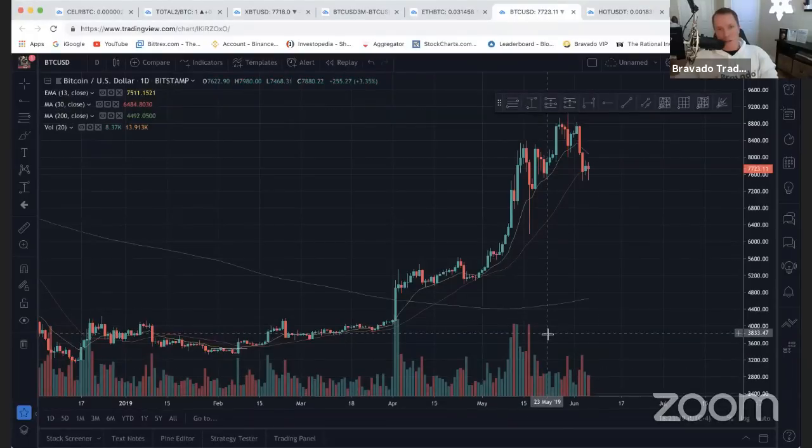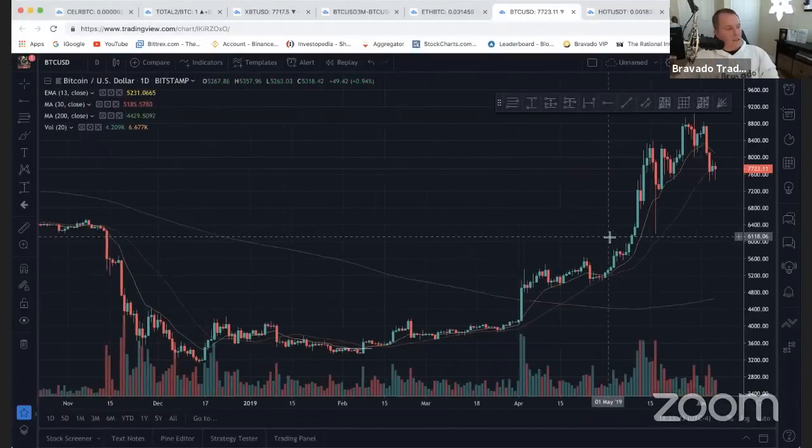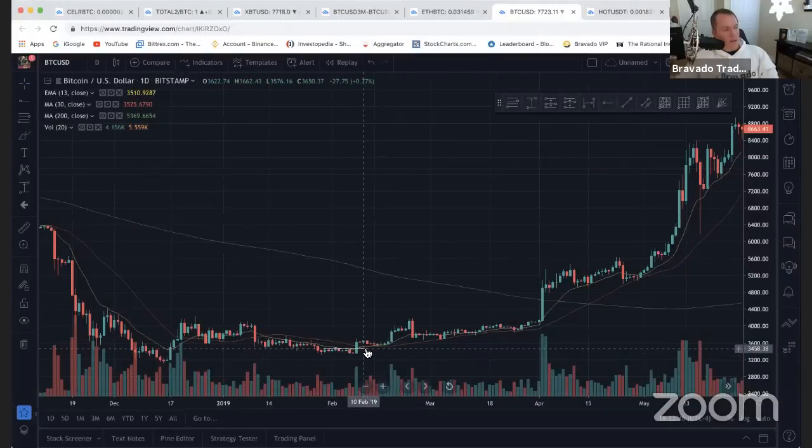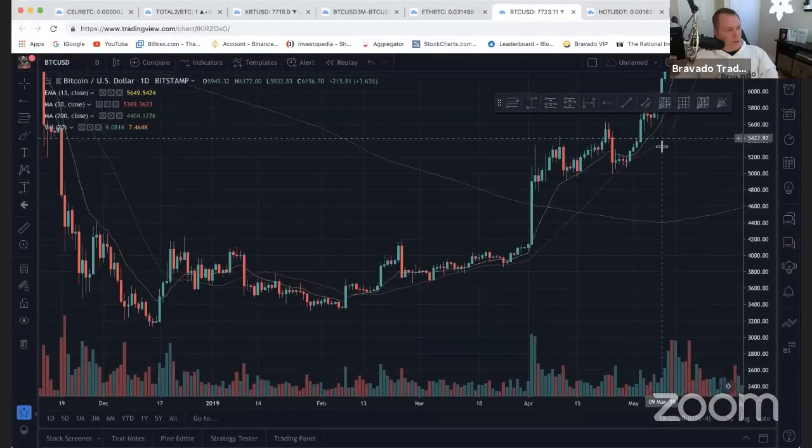So the 200 is there. That's your standard slow mover, gives you a real general bias. And then you get these two faster moving averages that kind of play with each other. And here's sort of what you can do with them.